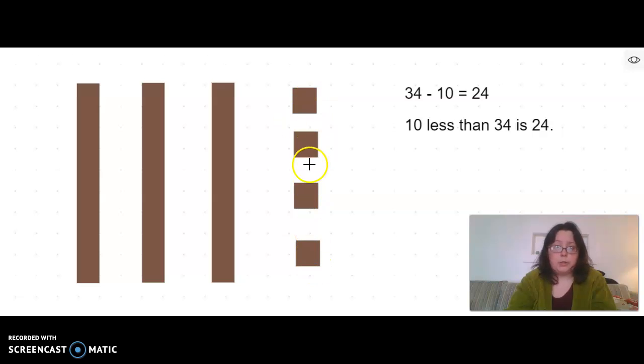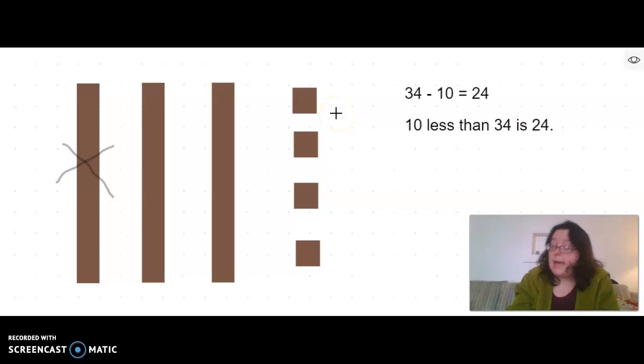So we're not going to look at the 1s. We're only going to look at the 10s. And I'm going to cross out 1, 10. So now I have 2 10s. That's changed. But I still have 4 1s, which means 34 minus 10 equals 24. 10 less than 34 is 24. My 10s changed this time, but my 1s stayed the same.